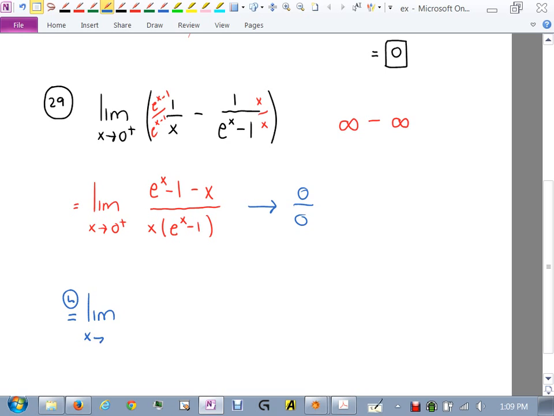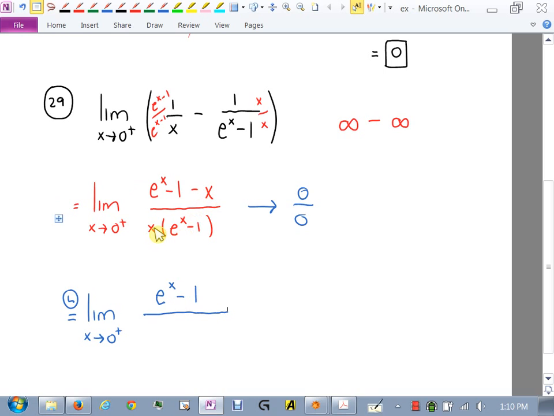So we go derivative of the top. What is the derivative of the top? E to the x minus 1. That's it, right? Derivative of e to the x is itself. Derivative of negative 1 is 0. Derivative of negative x is negative 1.